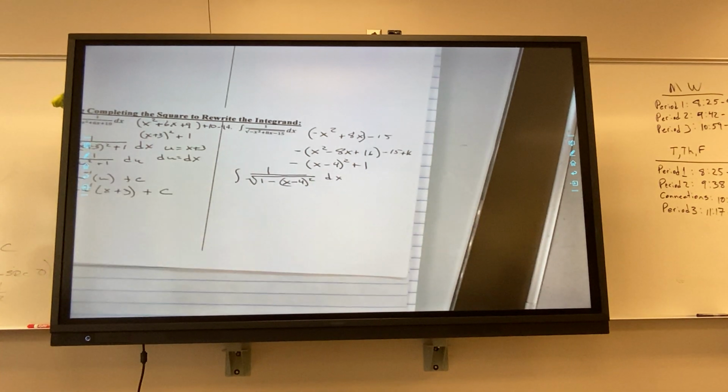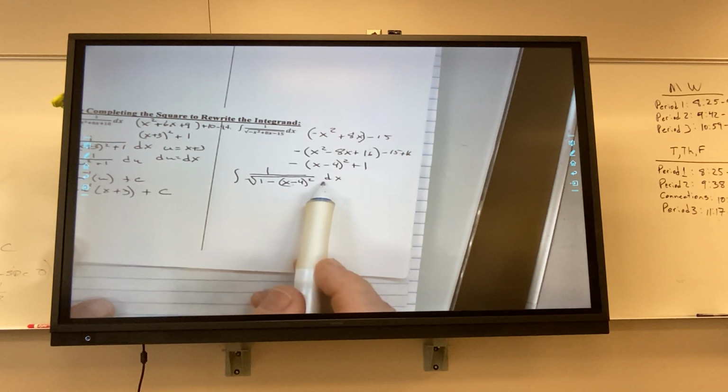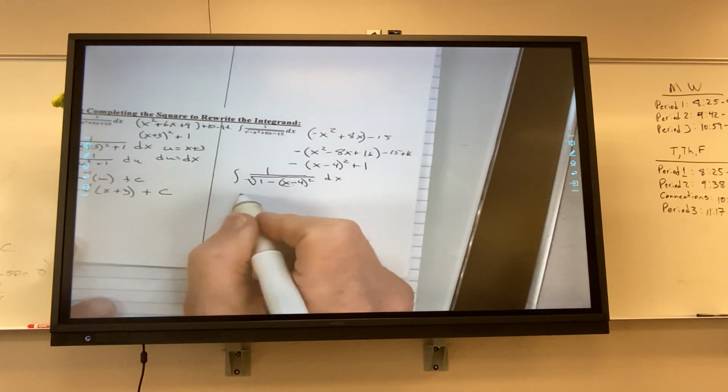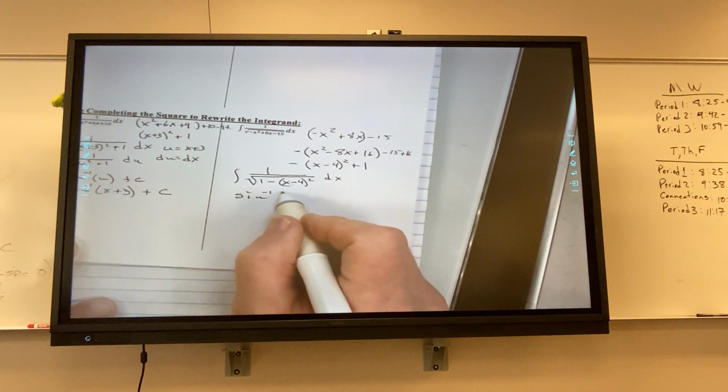Now, I'm going to take a jump here. See if you can follow. I know u is going to be x minus 4, correct? I know the derivative of that means du is going to equal dx, correct? Because you get 1. And in my brain I see 1 over the square root of 1 minus u squared du, correct? So that's going to be sine inverse of x minus 4 over 1, correct? Which is just sine inverse of (x minus 4) plus c.